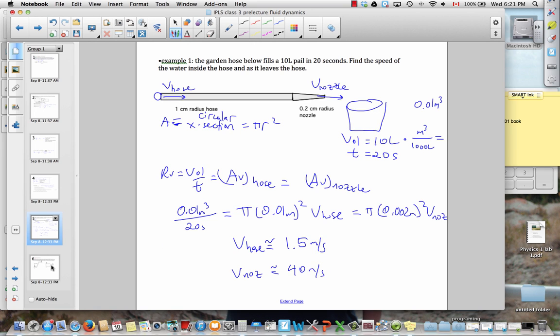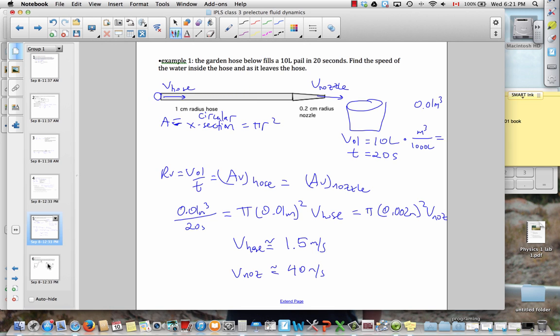And the reason why is ultimately related to the continuity principle. The area got a lot smaller, so the speed had to get a lot greater in order for the flow rate to be the same through that nozzle. So that's the first principle of fluid dynamics, the continuity principle. It says fluid cannot be created or destroyed between any 2 points along a contained flow.